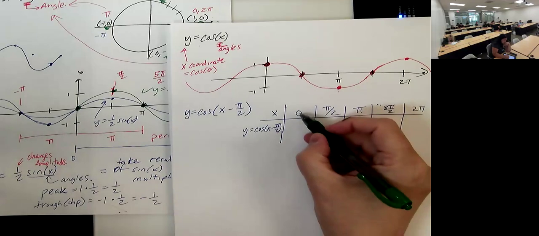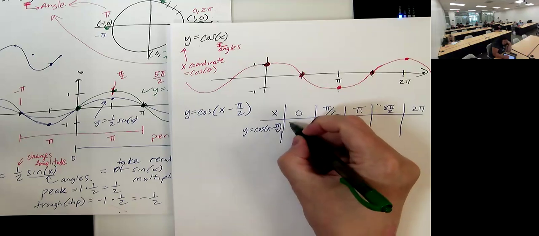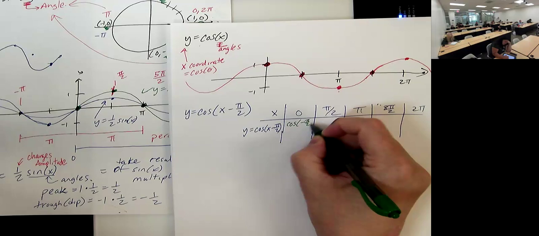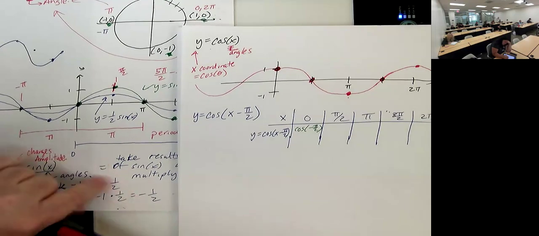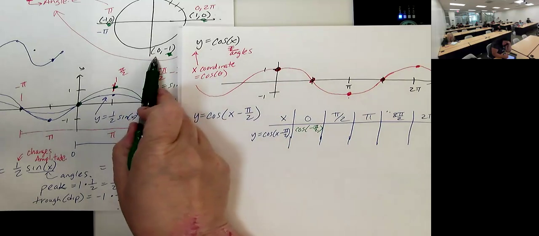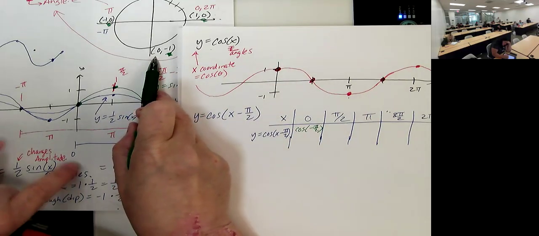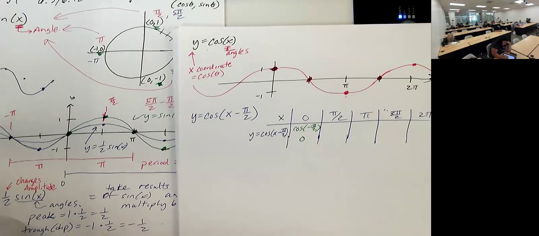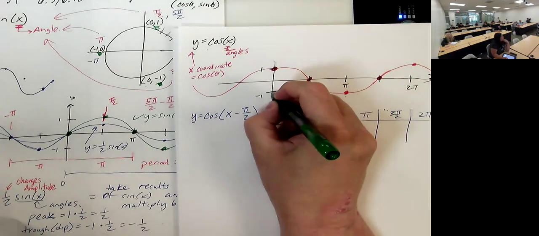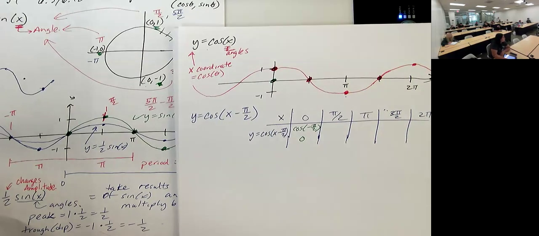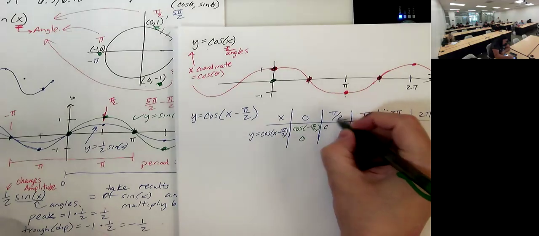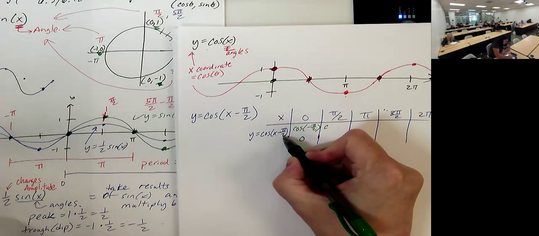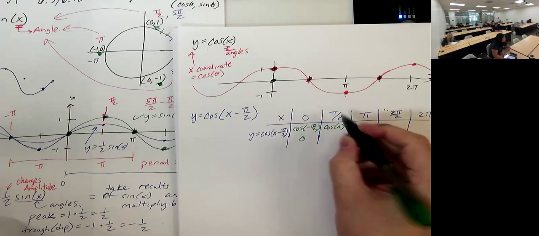So when I plug in 0, I really have 0 minus pi over 2. We're looking at cosine of negative pi over 2. So what's the x value at negative pi over 2? We're down here on the unit circle. The x value is 0. So that's my y value now. So I have 0, 0. When I plug in pi over 2, I have pi over 2 minus pi over 2, which is 0. Cosine of 0, we know from the unit circle is 1.